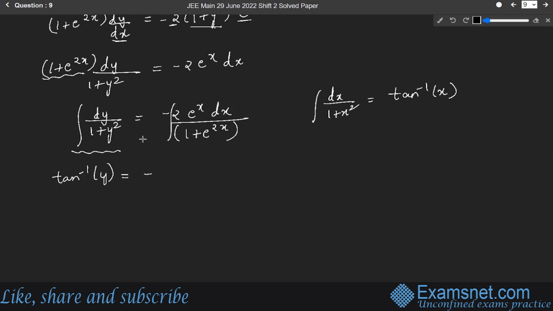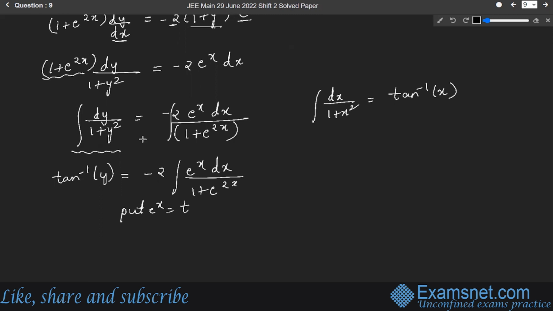Now it is equal to minus. Again, 2 is a constant, so 2 will come out. Now we have integral of e power x dx divided by 1 plus e power 2x. Now how to integrate this term? Let us do one thing. Let us put some values, right? Let us put e to the power x is equal to t.